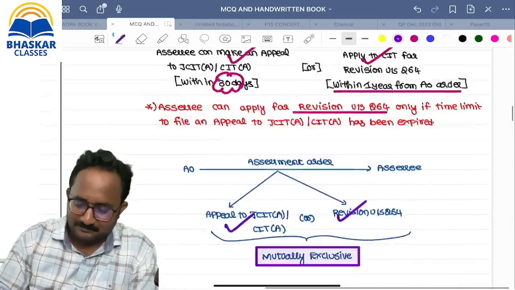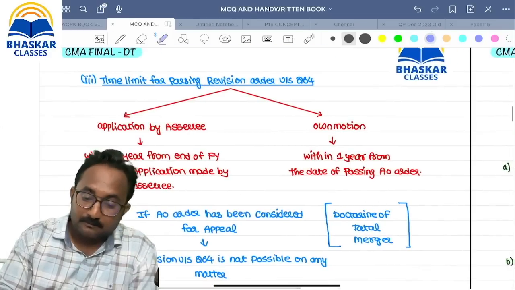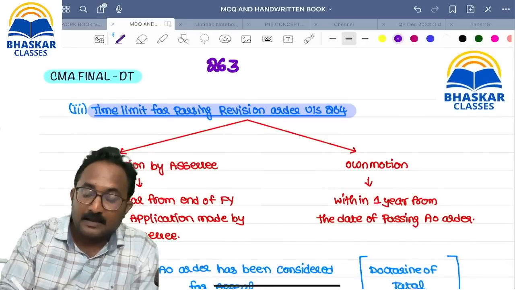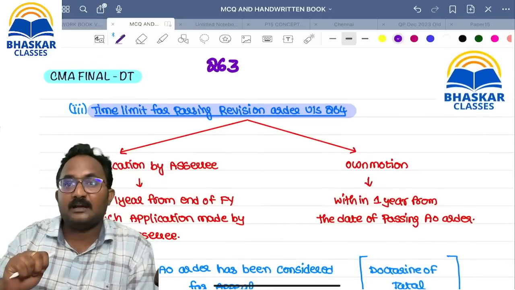Next, time limit. Please check it out, ma'am. What is the time limit for passing the revision order? Can you tell me? Section 263 order can be passed within how many years, ma'am? 2 years from the date of passing of the AO order.